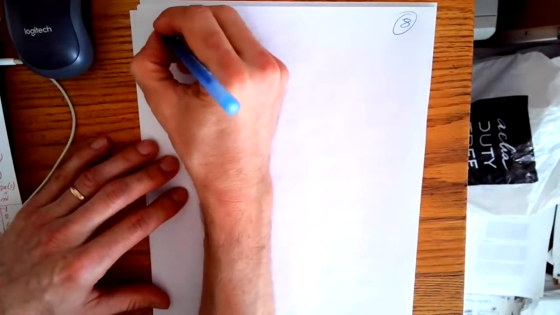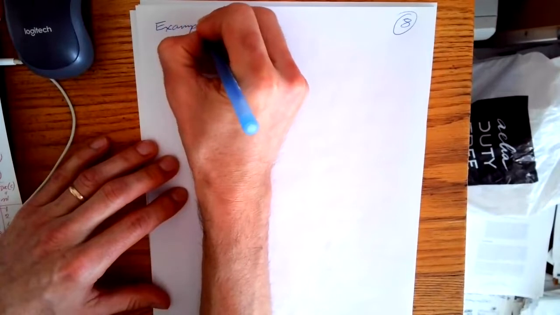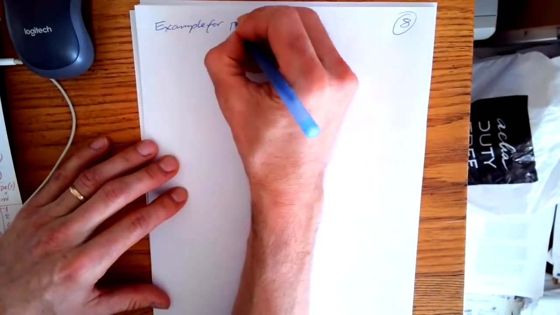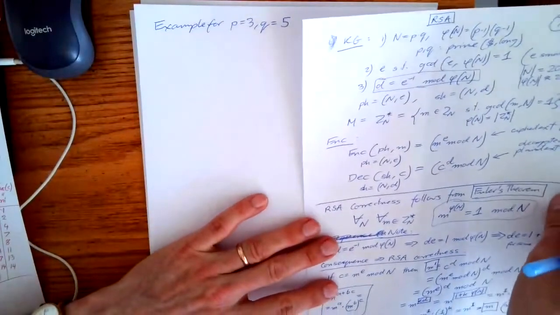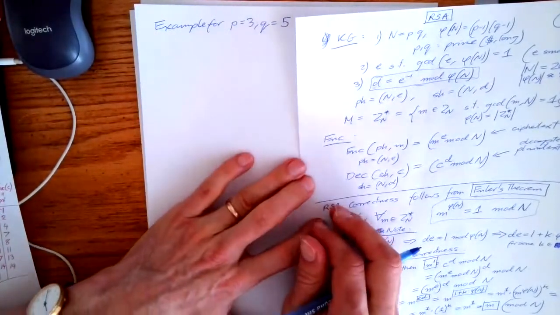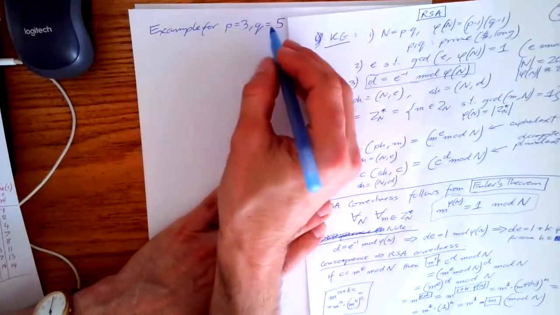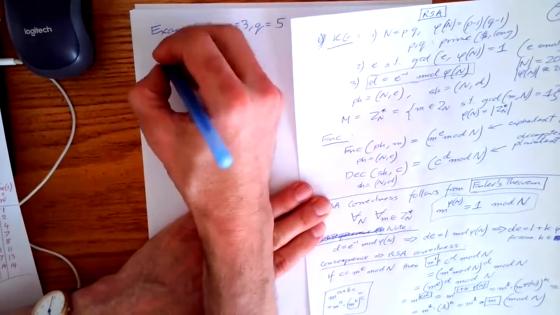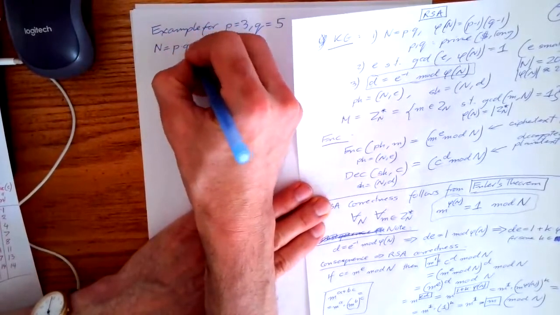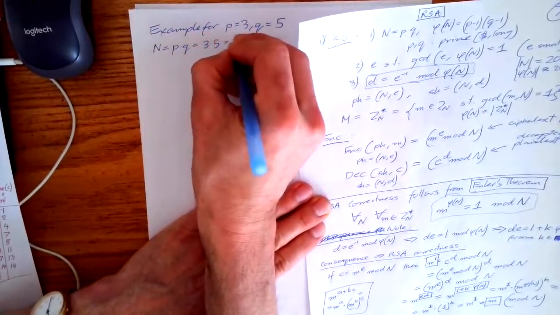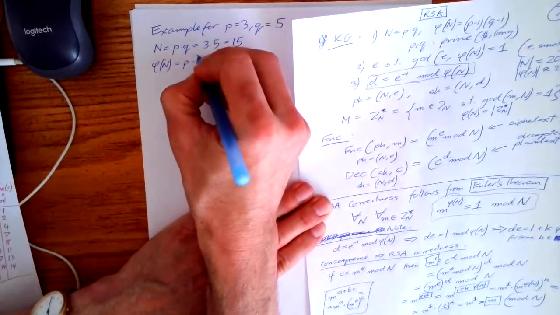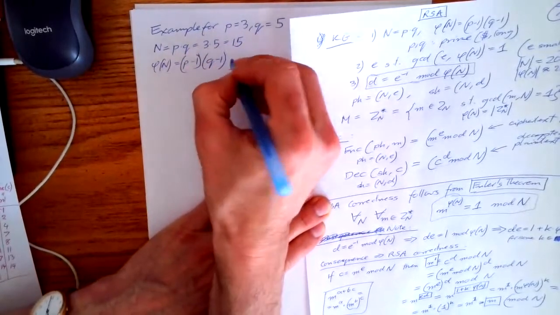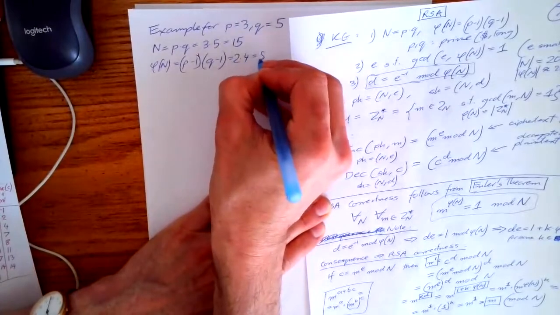So let's do this. Let's take an example for P equals 3 and Q equals 5. Okay, so for RSA, here is the general algorithm. Example: P is 3, Q is 5, they're both prime. So N is P times Q, so that's 3 times 5, 15. Phi of N is P minus 1 times Q minus 1, so 2 times 4, 8.